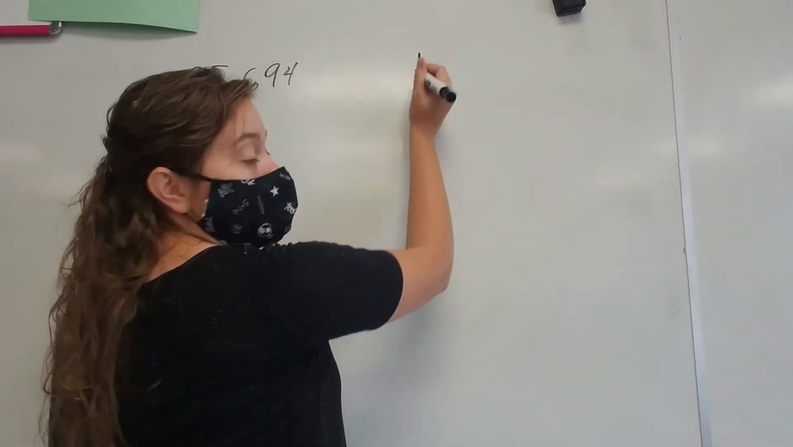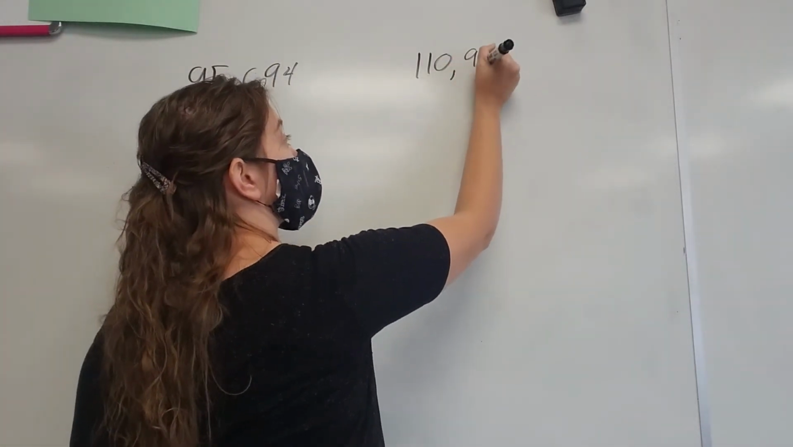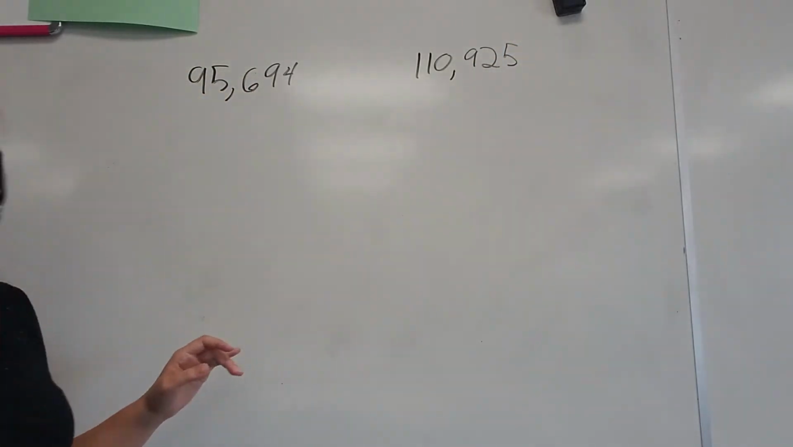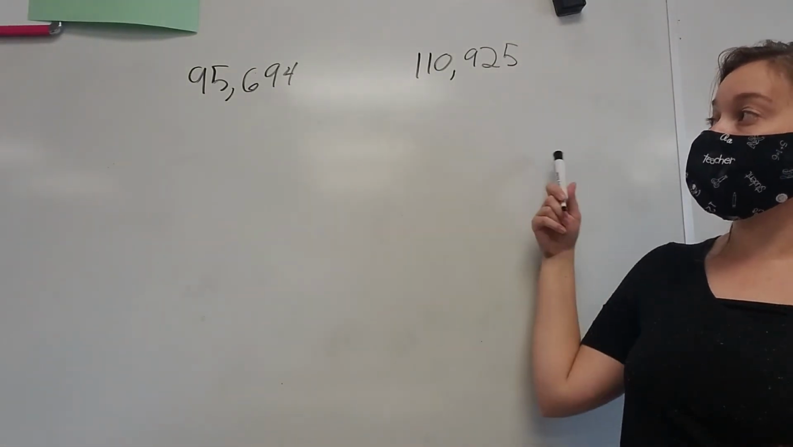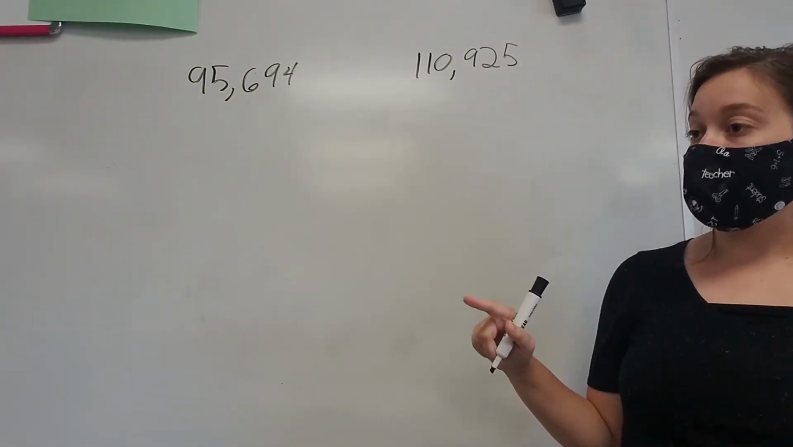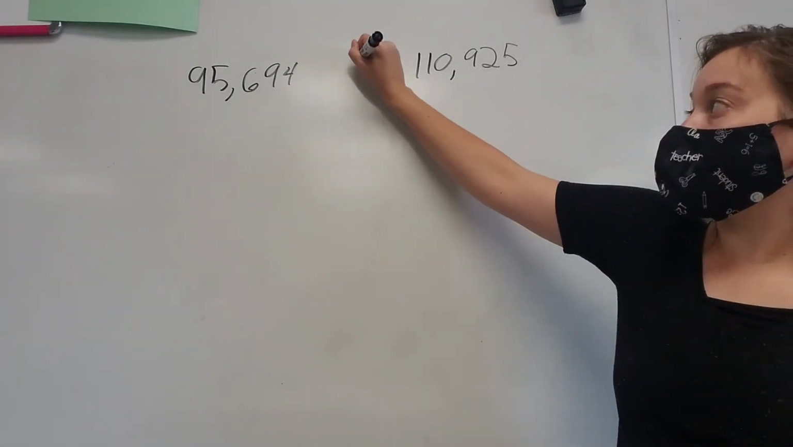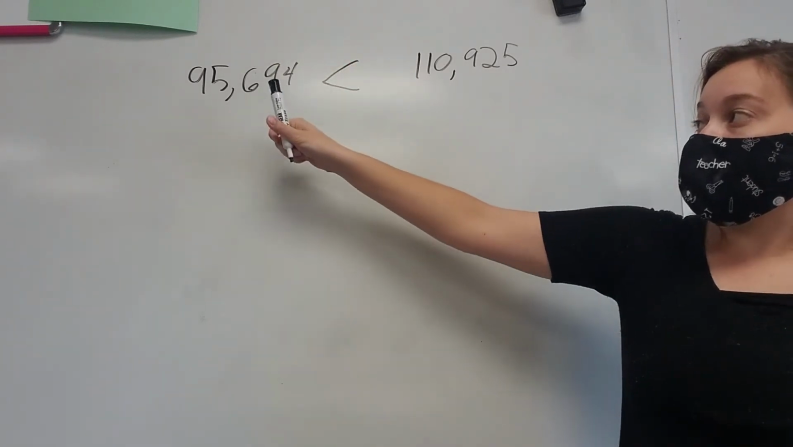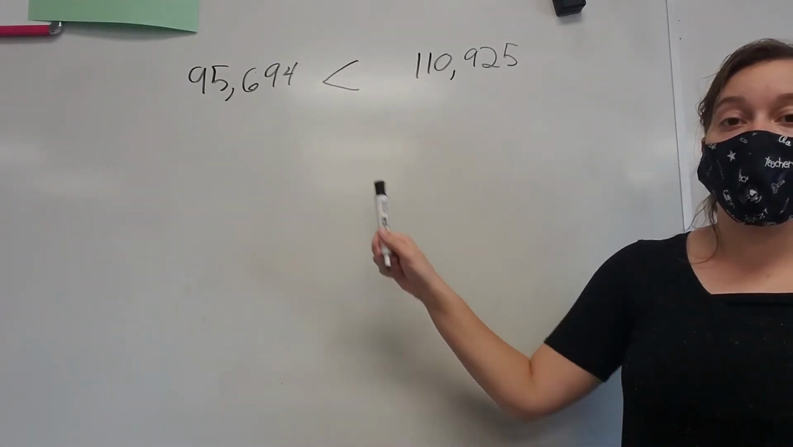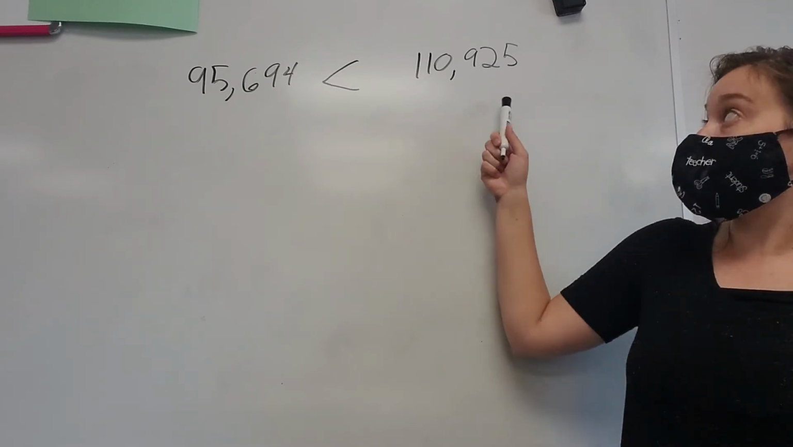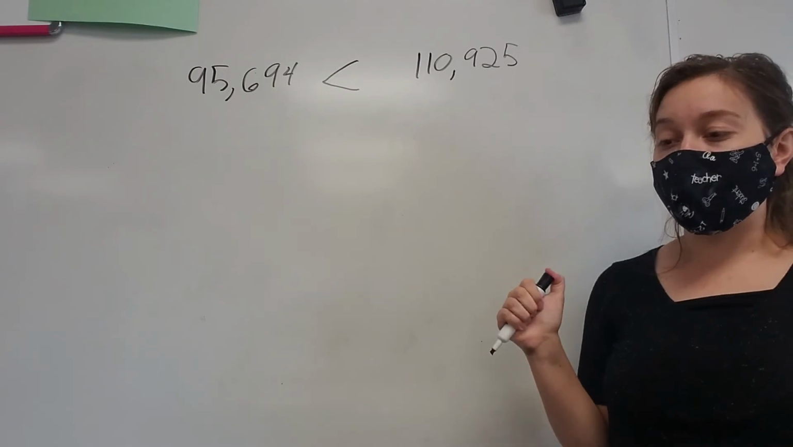In 2010, we had 110,925, correct? All right, so Joseph, are we going to use less than, greater than, or equal to on this number sentence? Is this number bigger or less than? Bigger. So we have to use the bigger number. So this is what you need to write on your line, all of this. 95,694 is less than 110,925.